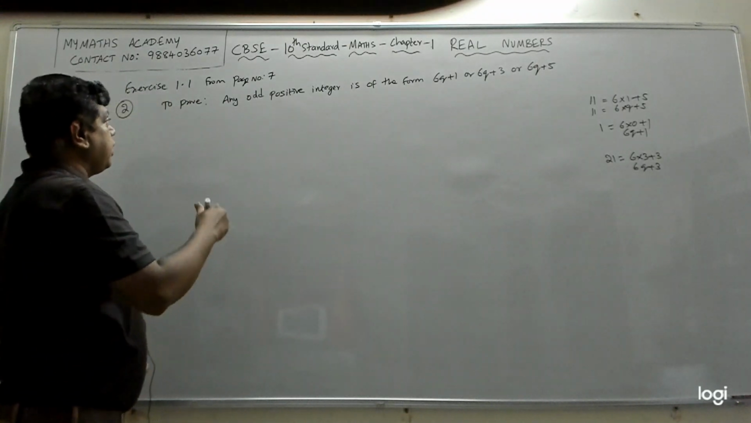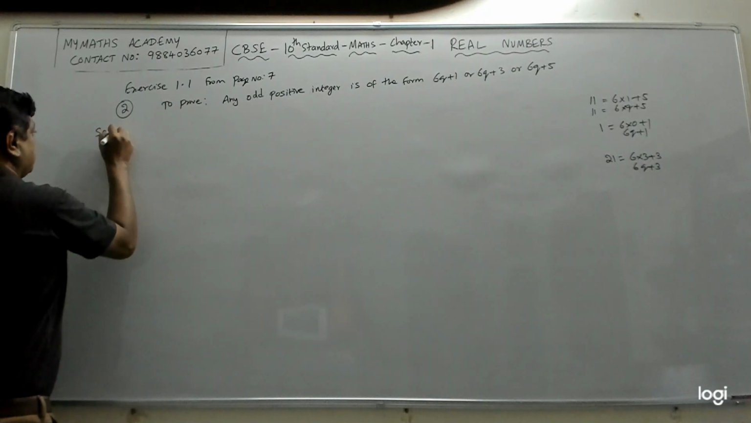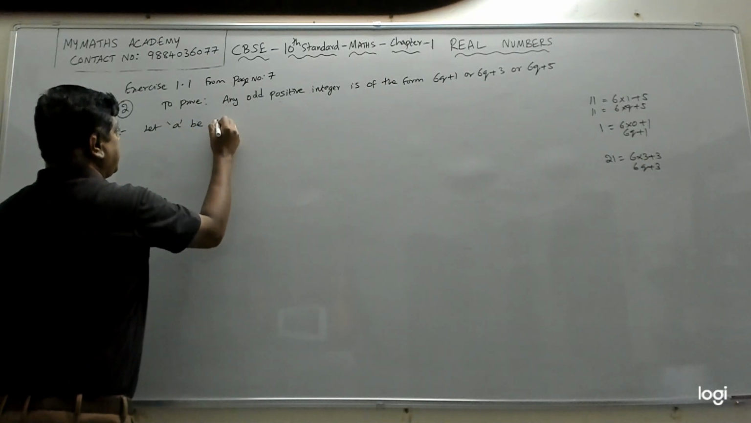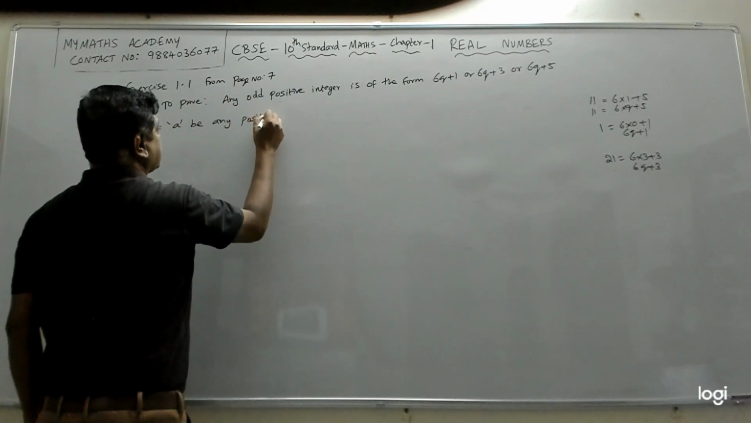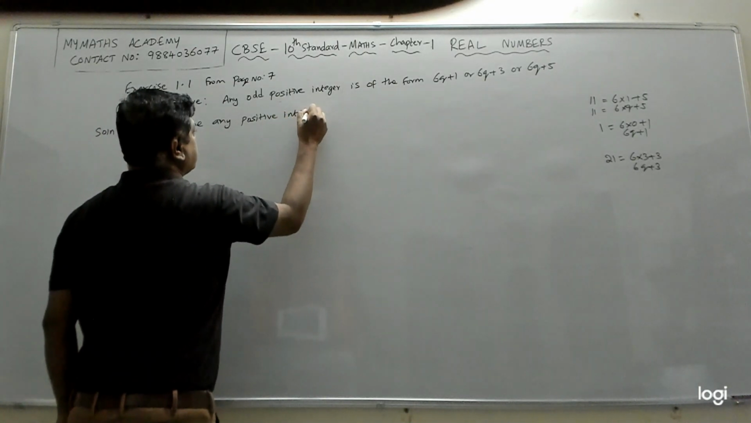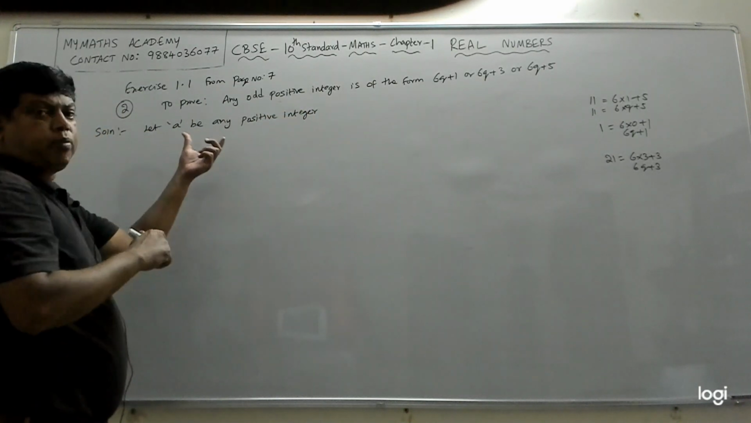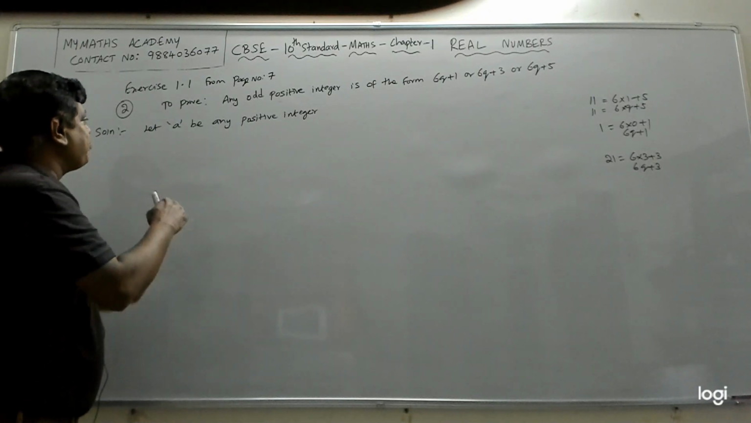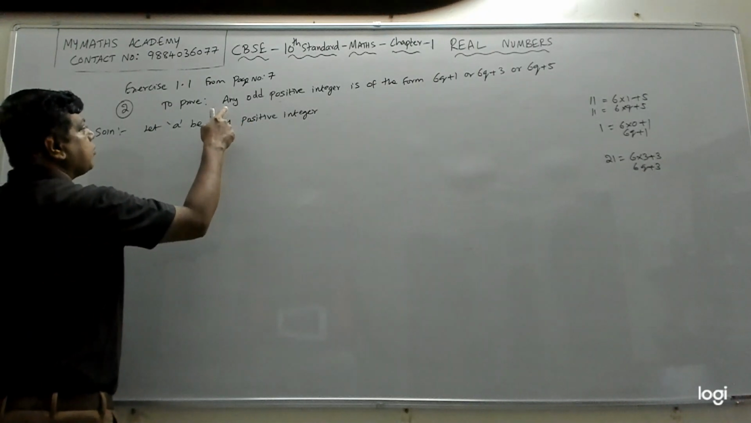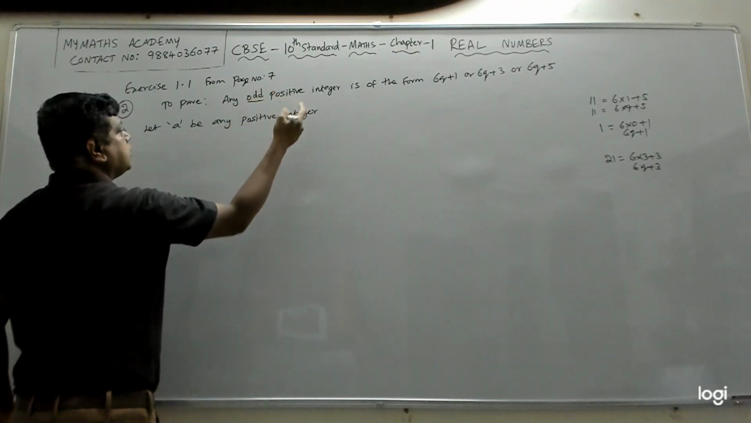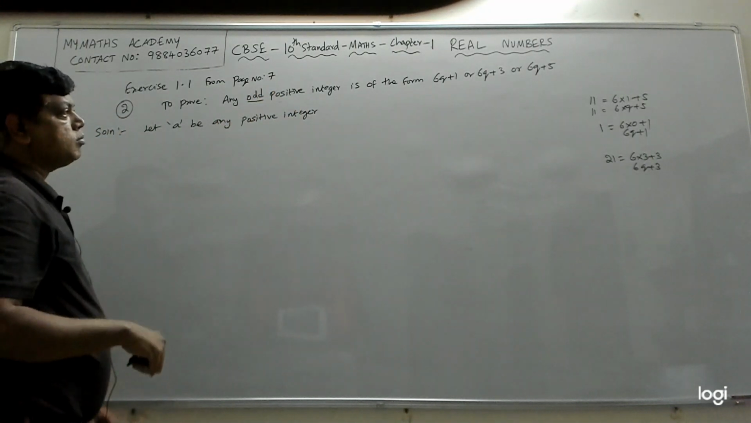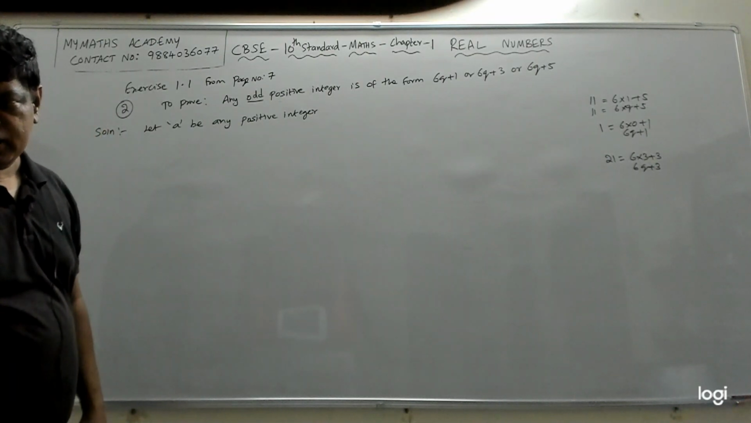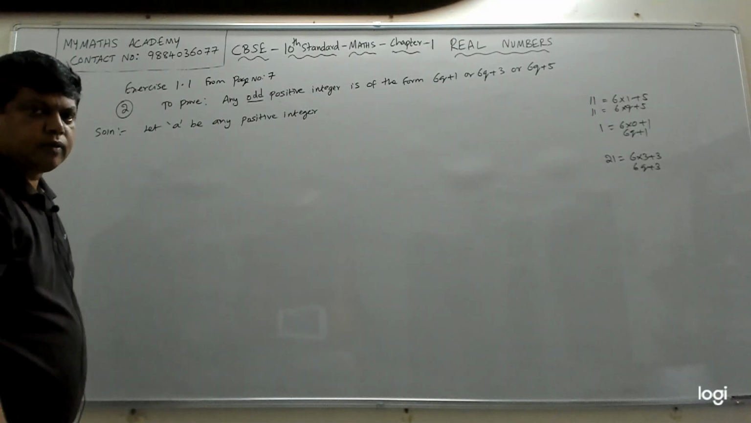I told you for such problems, the solution is, we will first take: let a be any positive integer. I am not giving any specific value for a. So let a be any positive integer. But what we have to prove is that any odd positive integer is of the form 6q plus 1, 6q plus 3 or 6q plus 5. This is similar to your example 3 in your textbook, page number 6.